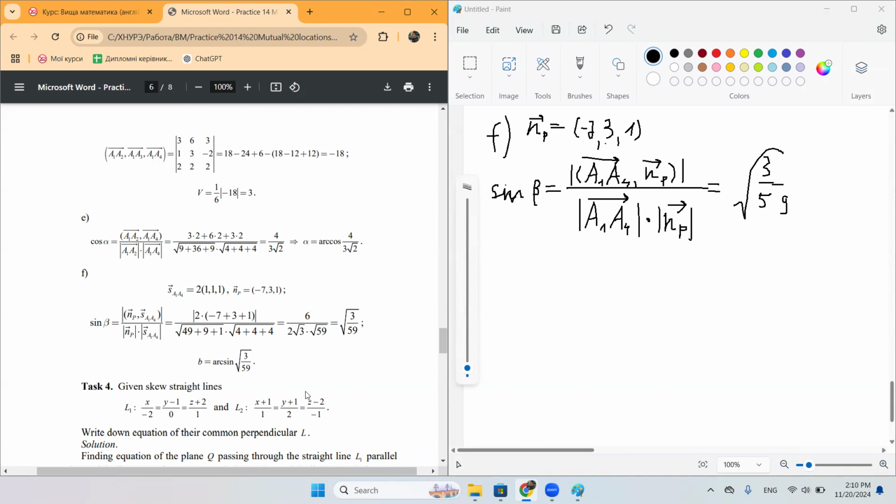Any questions about this task? If no questions, let's have a break for 5 minutes and then we will continue.